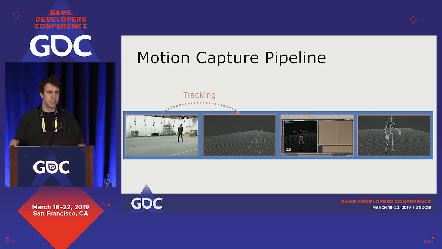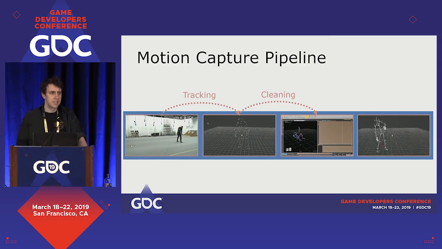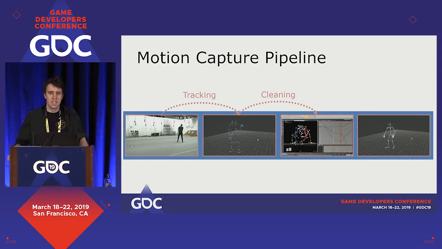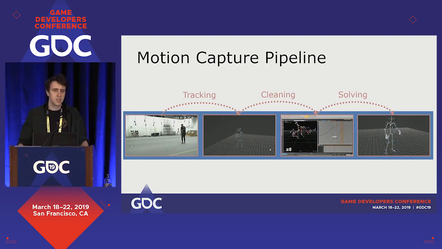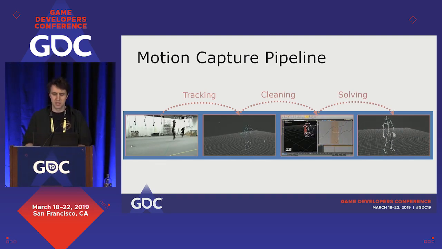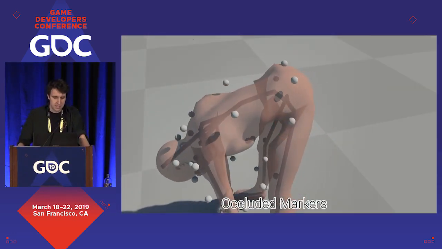And then you need to label the markers. You need to say which one of these 3D points is what. Then there's a process of cleaning where if any markers are occluded, you fill in the gap where they were. And if any markers have incorrect labels, you fix these labels. And then finally, there's a stage called solving, which is where you fit a character skeleton into this cloud of markers. And the reason we need to do cleaning is because of things like this.